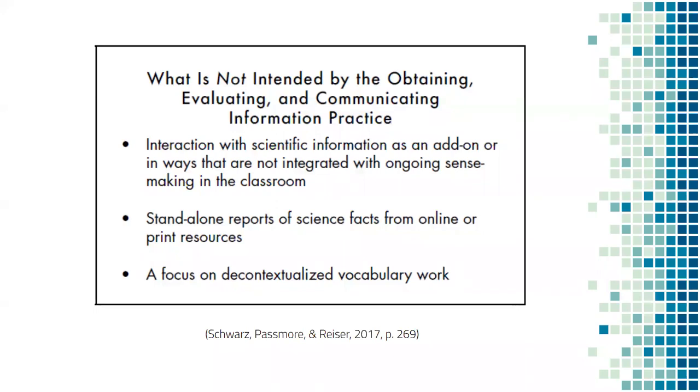Although the practice of obtaining, evaluating, and communicating information is an extremely broad practice, there are some distinctions from the general use of these terms. What is not intended by this practice? Students engaging in obtaining information that is not contextualized within the scope of their work is not part of this practice. For example, research papers on a topic of the student's choosing as an add-on assignment is not aligned with the NGSS practice of obtaining, evaluating, and communicating information. The information that the students are obtaining must be an essential part of what they are doing in class.